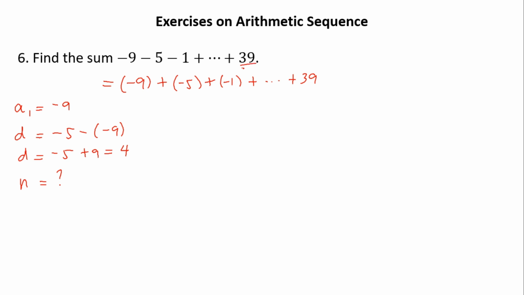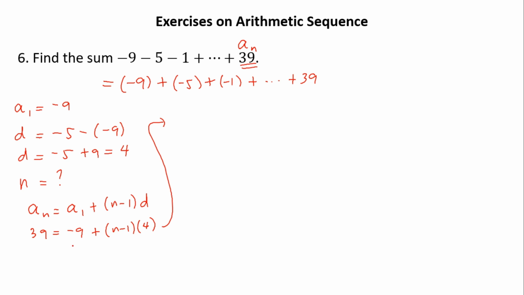So we can treat this one as a sub n. So in the formula, a sub n equals a sub 1 plus n minus 1 times d. A sub n is 39. A sub 1 negative 9 plus n minus 1 times the common difference of 4. Alright, so let's distribute 4. We have 39 equals negative 9 plus 4n minus 4. Then 39 is equal to negative 13 plus 4n.